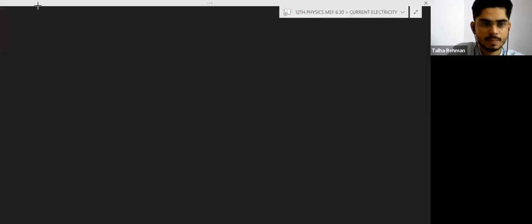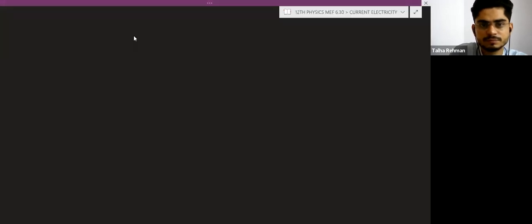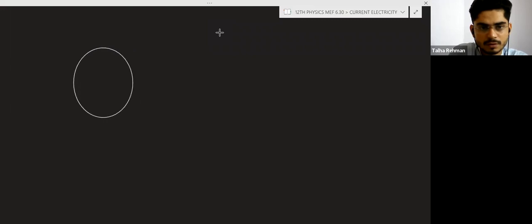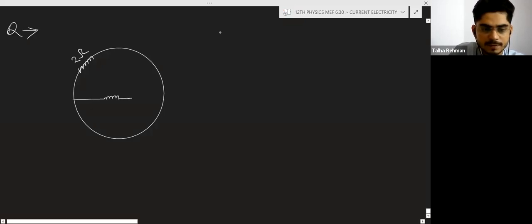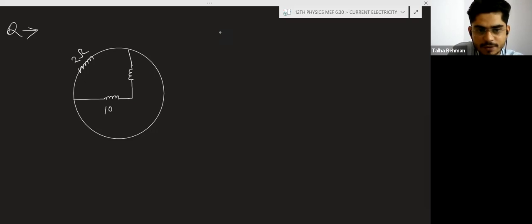Now see. You can see this question. Here a circular wire is there, and resistances are connected like this. Here our resistance of 2 ohm is connected and 10 ohm and 10 ohm are connected like this. This is a circular wire. This is again a wire. And here are 10 ohm resistance. Here are 10 ohm resistance. And they are saying here a 5 ohm resistance is connected.